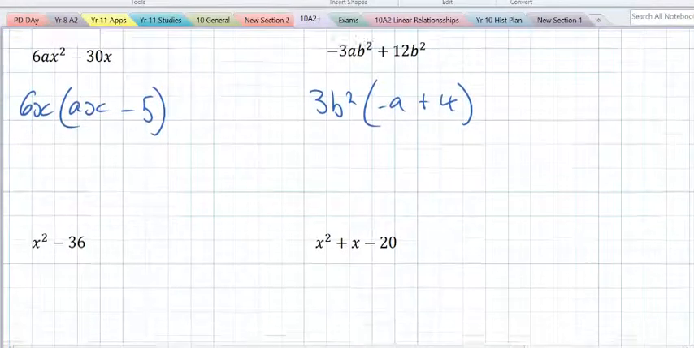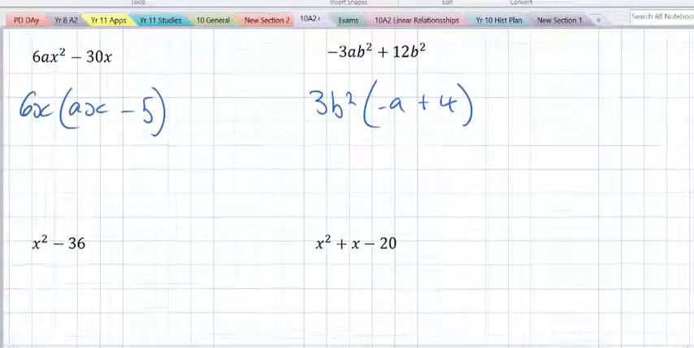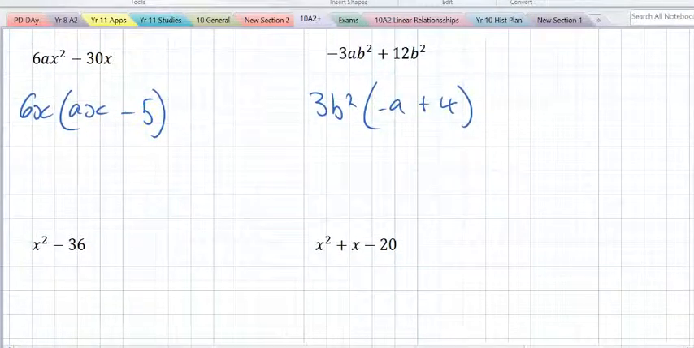How do you do those? Yeah, I can't do that. Don't just take out a 1. These are different. There's nothing in common, really. There's no numbers on this one, and there's no x's there, so we can't take out a common factor of 2 or 6 or x or a or b. But we do still need to factorise it.